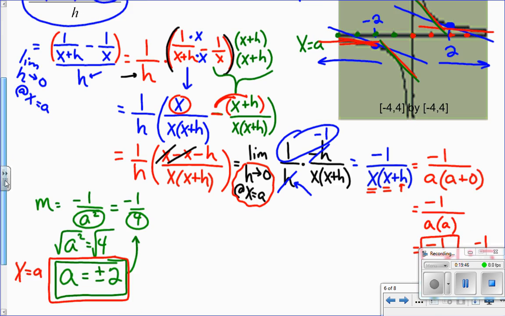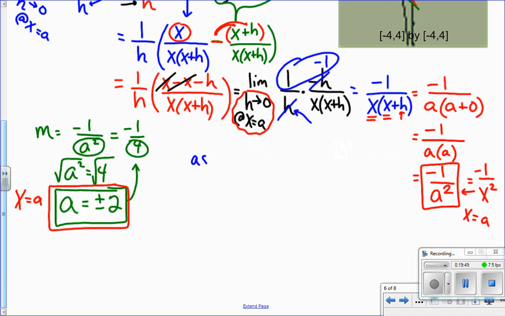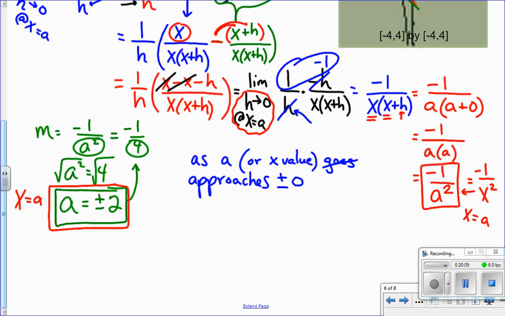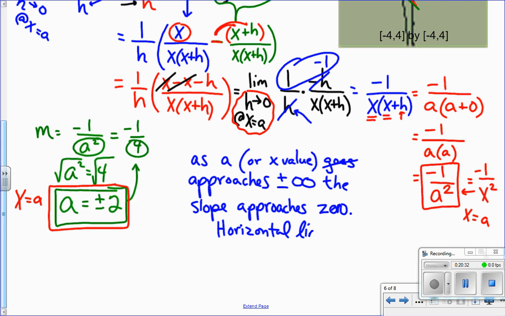So let's write this. As a, or x value, approaches, because this is calculus, positive and negative infinity, the slope approaches zero. And what does that mean if it's zero? Horizontal line. That's what has the slope of zero.